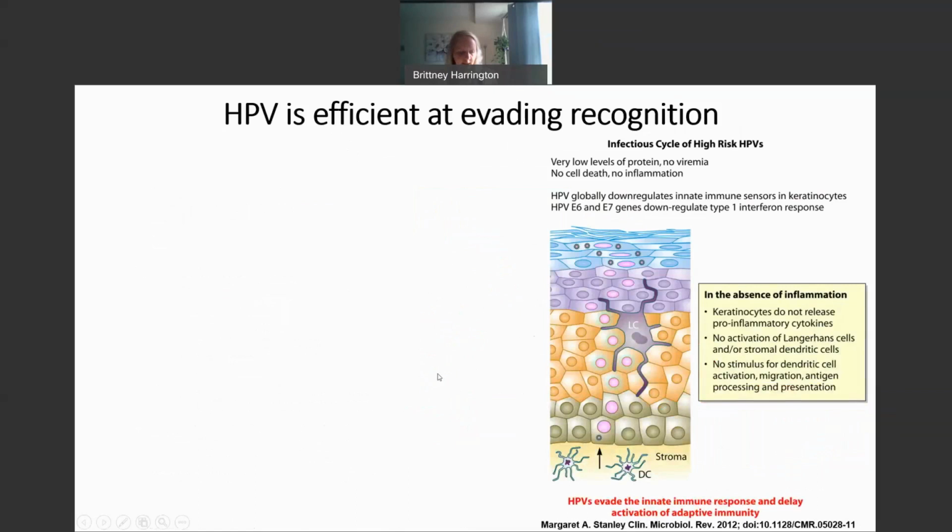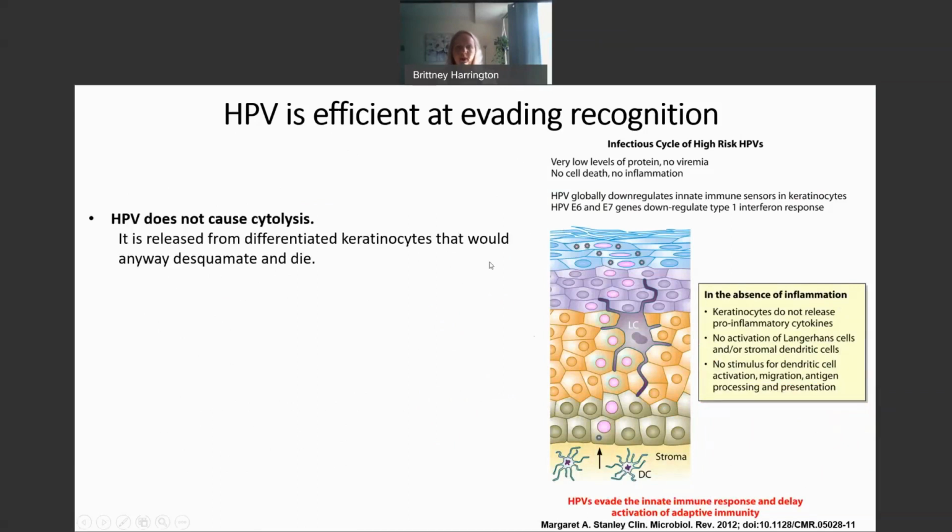So if this is the case, why is HPV infection causing cancers? Why is it present if we have these expert cells that can detect it? It's because HPV has evolved to be really efficient at evading recognition by the immune cells. So this is by a couple of reasons. One of the major reasons is that it does not cause cytolysis.